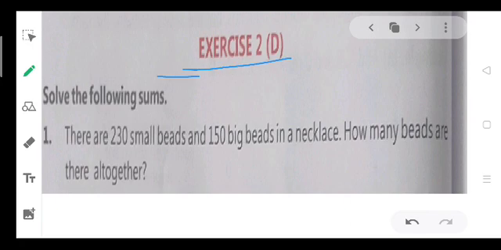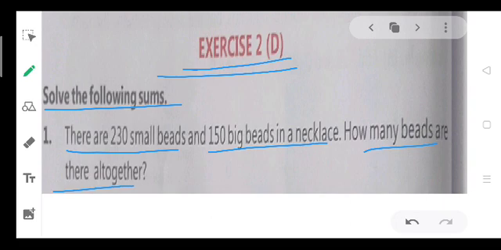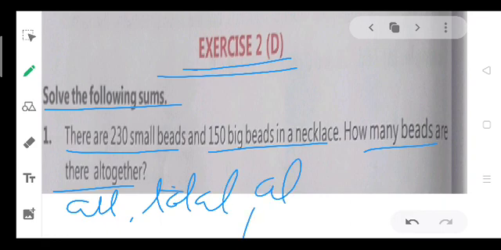Exercise 2D, first question in front of you. Solve the following sums. The question is, there are 230 small beads and 150 big beads in a necklace. How many beads are there altogether? Students, when the word total or altogether is there, these all show addition. It means in this question we have to add.